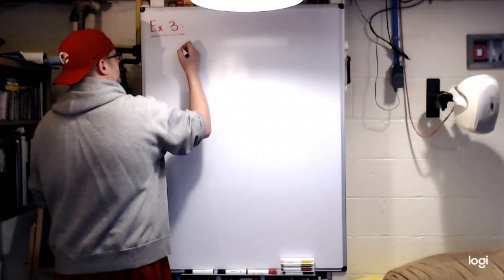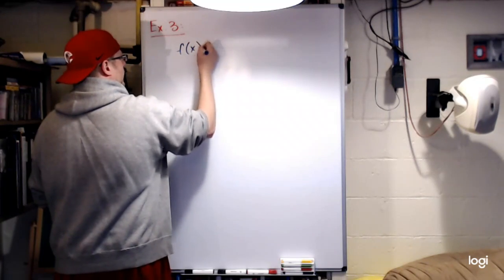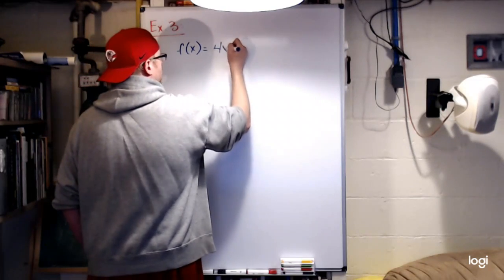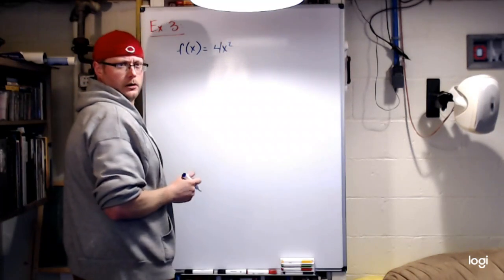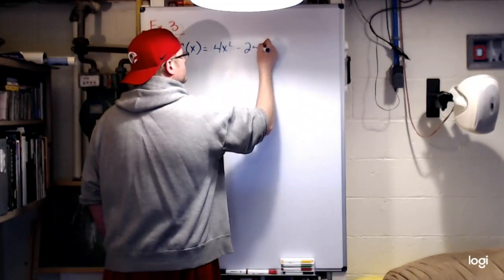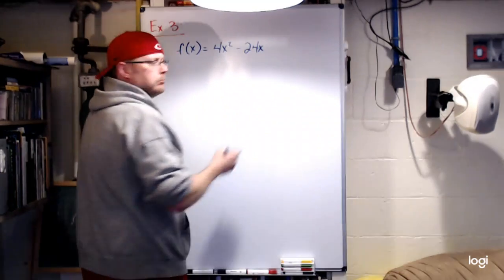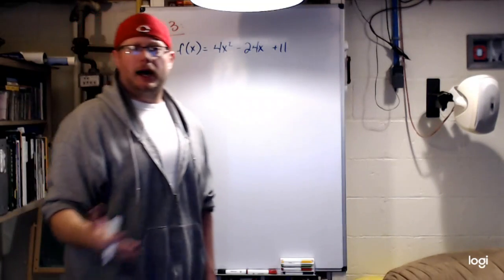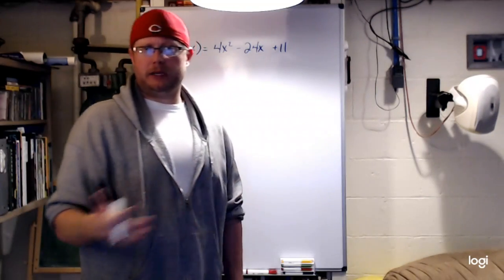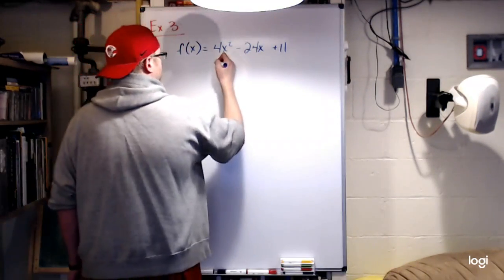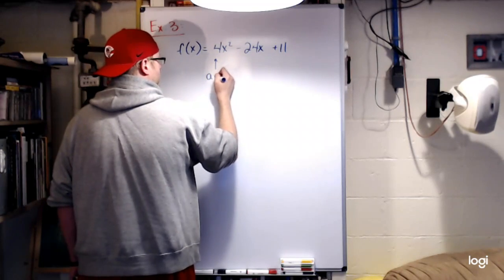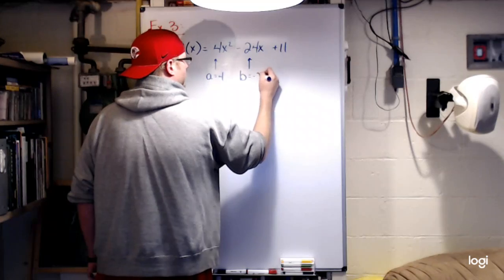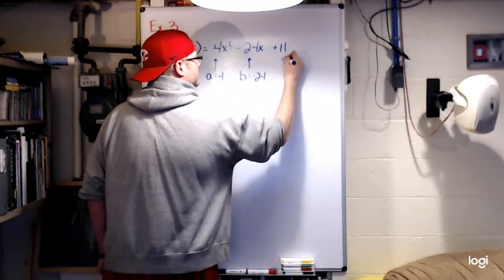f of x equals 4x squared minus 24x plus 11. First things first, identify your coefficients a, b, and c. A in this case is 4. B is negative 24. C is 11.